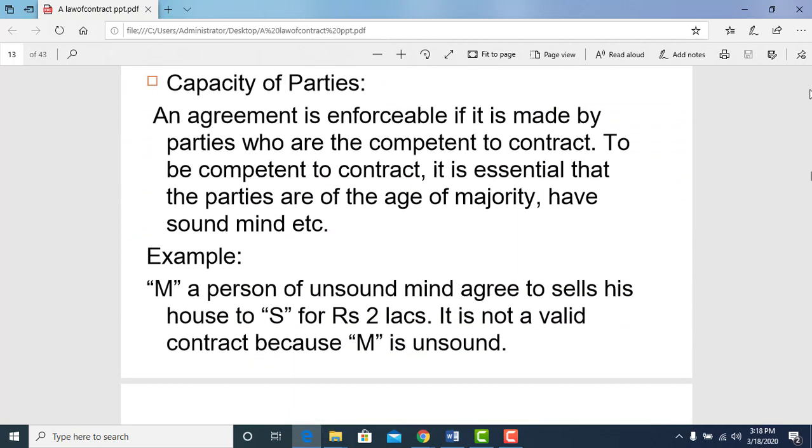Capacity of parties. An agreement is enforceable if it is made by parties who are competent to contract. To be competent to contract, it is essential that the parties are of the age of majority and they have sound mind. Example, M, a person of unsound mind agrees to sell his house to S for rupees 2 lakhs. It is not a valid contract because M is of unsound mind. So it is challengeable in the court of law. All right.